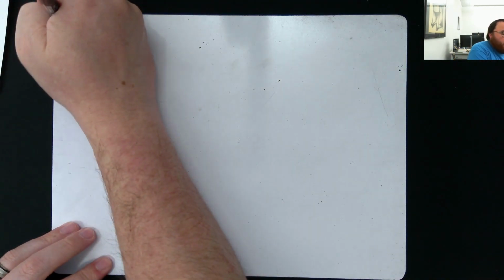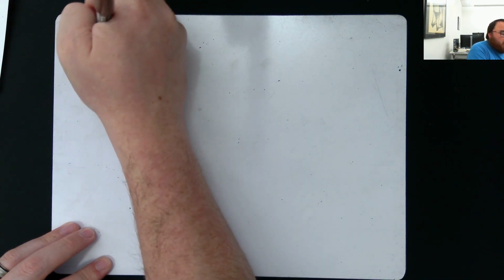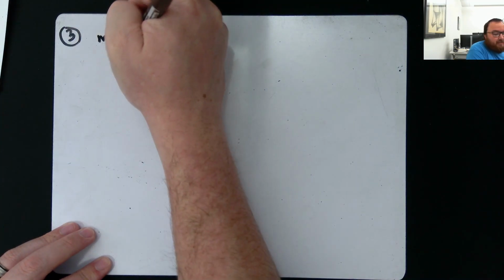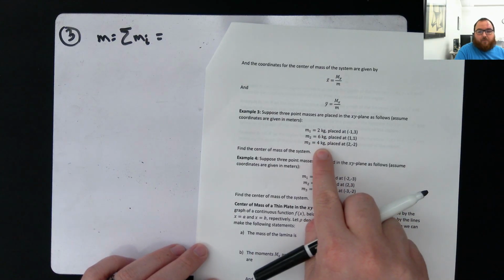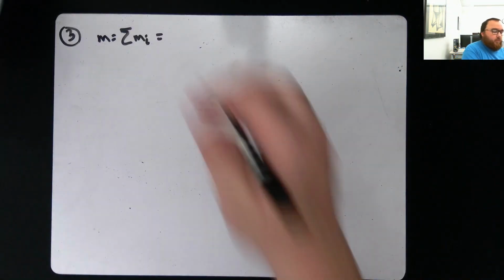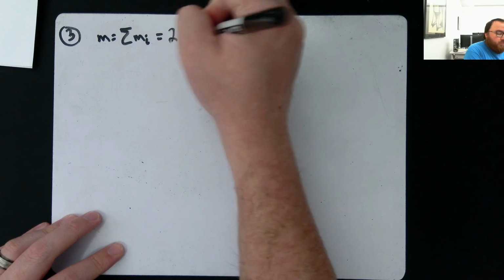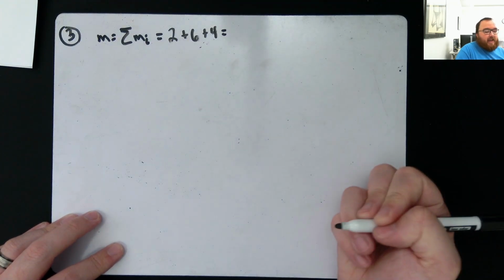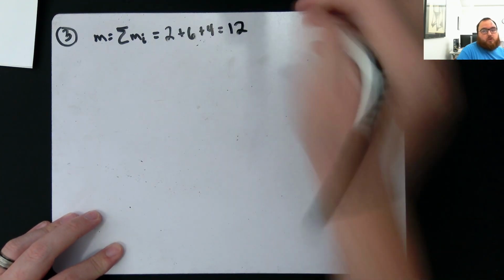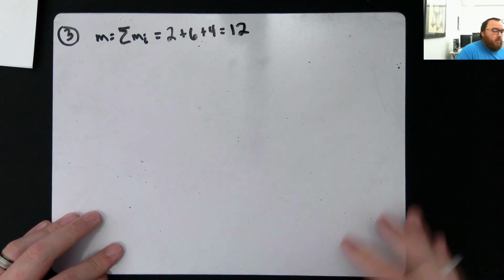First things first, our total mass is just going to be the sum of the masses. 2, 6, and 4. So just add up 2, 6, and 4. 2 plus 6 is 8. 8 plus 4 is 12. So my total mass is 12.